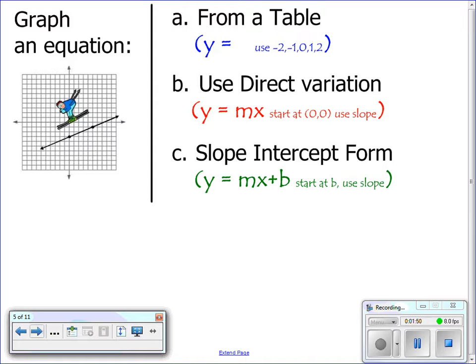So to graph an equation, you can do it from a table. Typically we plug in our values -2, -1, 0, 1, and 2. That way we can see both sides of our graph, positive and negative x values. We can use direct variation, which means you start at 0, 0, and then use your slope to know what direction you're going and how much. And then you have our third one, which is slope-intercept form, which means we start at our b value and then move according to our slope.